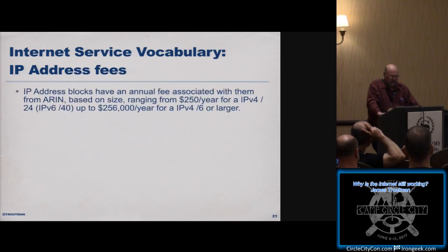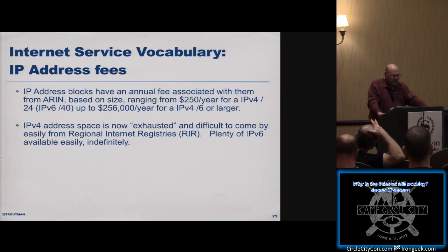So, address fees. You can get your own addresses if you're a business in particular, although I've certainly seen individuals actually purchase their own IP addresses. Here in the United States, we get them from ARIN, the American Registry of Internet Numbers. And there's an annual fee associated with them. For a small block, it's $250 a year. Goes up from there, becomes pretty large. There's other regional internet registries like RIPE and APNIC and others where you can get IPs.